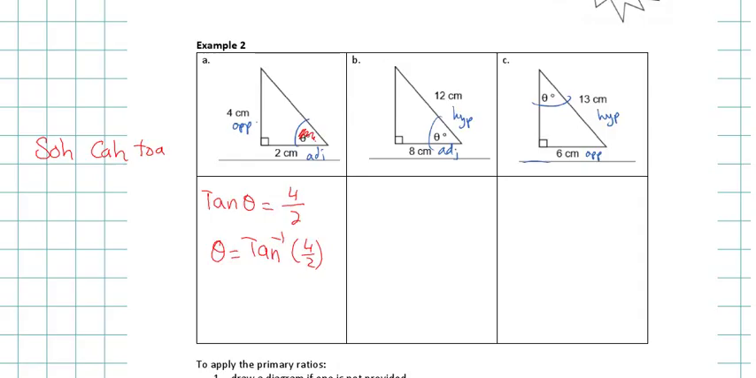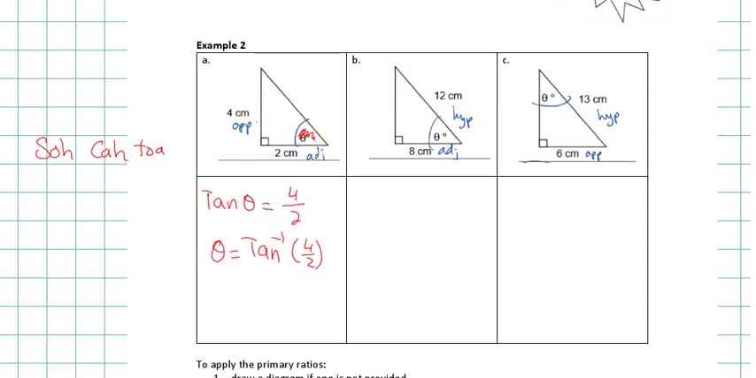Anytime you're solving for an angle, you have to use the inverse button. On your calculator, you have to press second or shift, and then that tan button. When you do that, make sure your 4/2 is in brackets. So you do tan inverse, open bracket, 4 divided by 2, close bracket. What do you get?